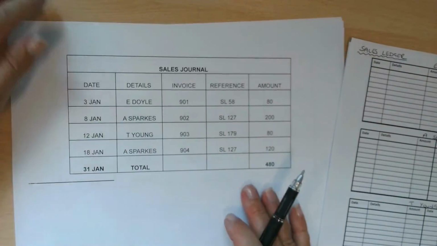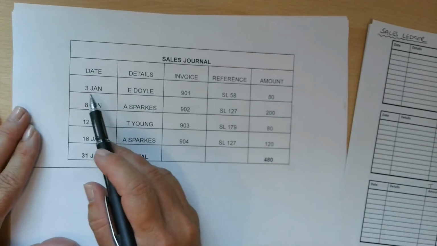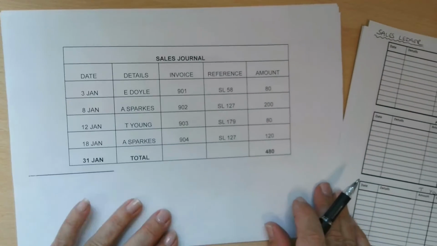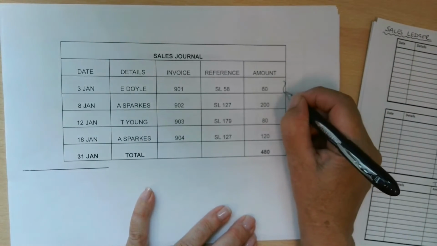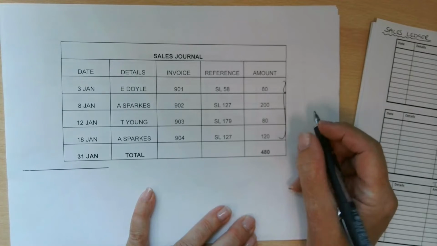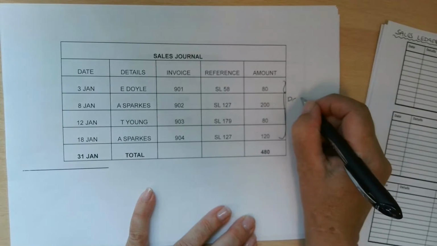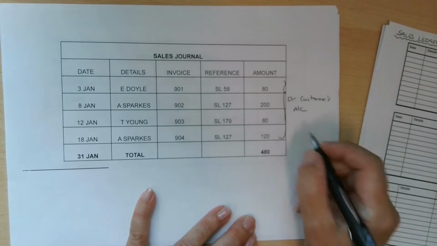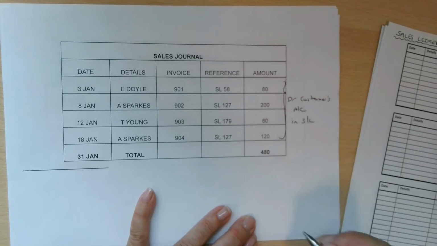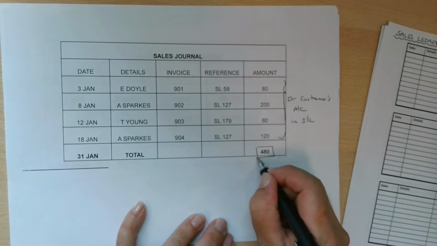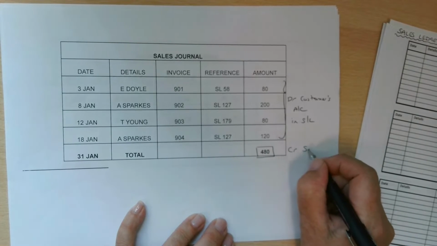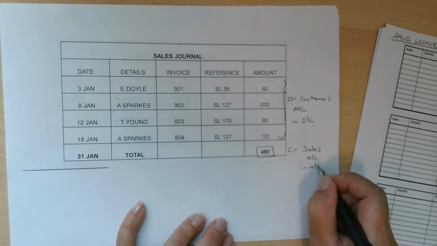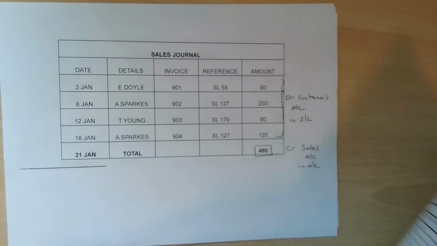So I'm just going to show you now how this will work. We've got a list of invoices here and a total here. Basically what's going to happen is that these amounts here, the individual invoices, are going to be debited to each customer's account. Okay, so debit the customer's account, and that's going to be in the sales ledger. This total is going to be credited to the sales account. Okay, so that's going to be in the nominal ledger. So that's basically how it's going to work.